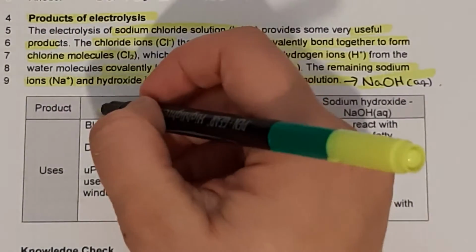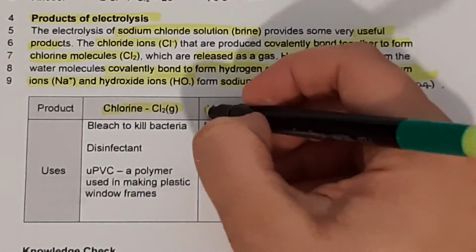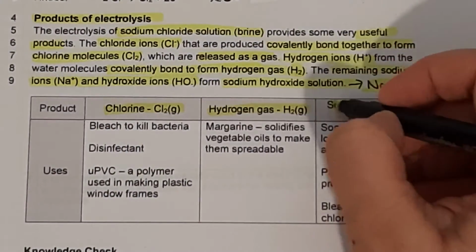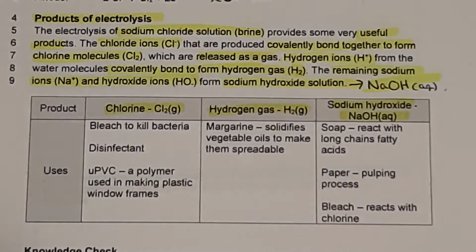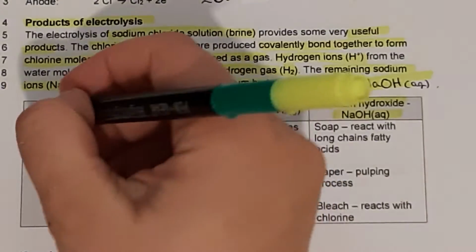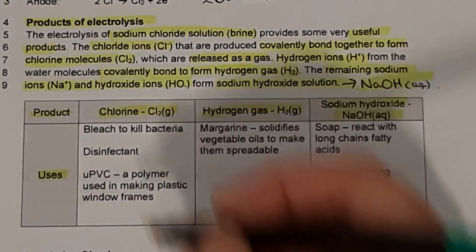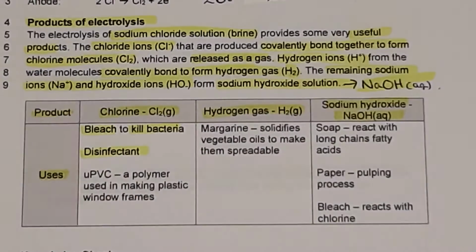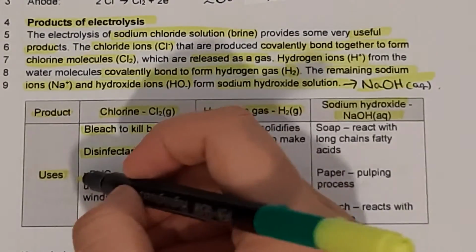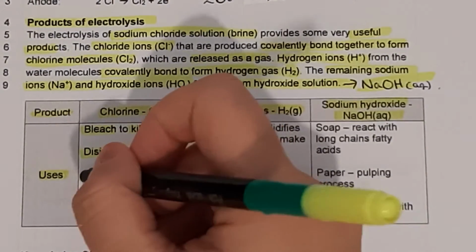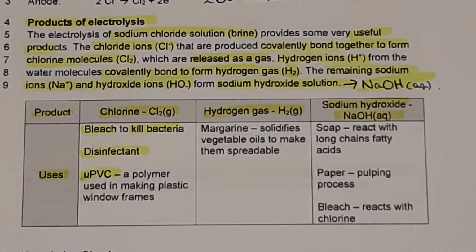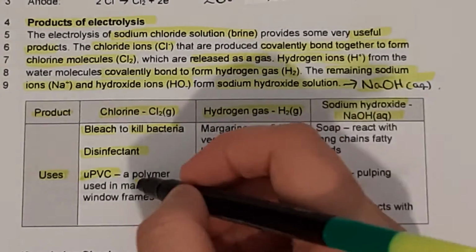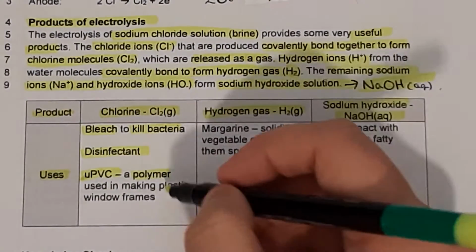Okay, so chlorine, Cl2 as a gas, hydrogen, H2 as a gas, and then sodium hydroxide, NaOH, as an aqueous solution. These are the products, and then we have the uses here. So chlorine can be used as a bleach because it kills bacteria. It's an excellent disinfectant for the same reason. We also use it in UPVC, which is a window material, that white stuff that's like plastic around the edge of windows, and it's a polymer, which is used to make plastic window frames.